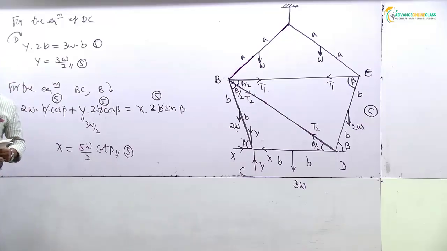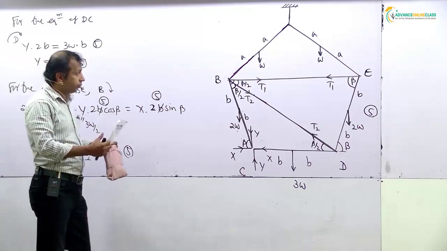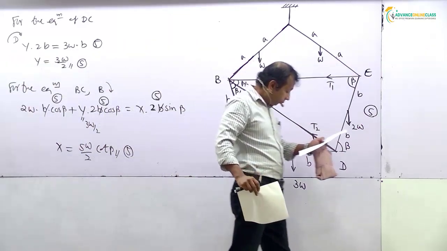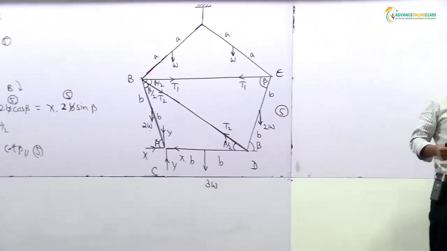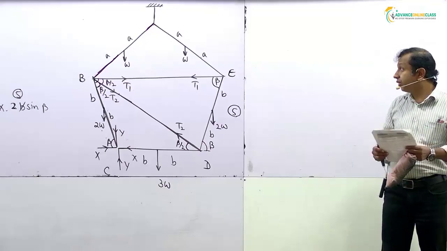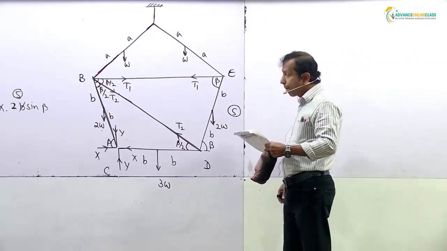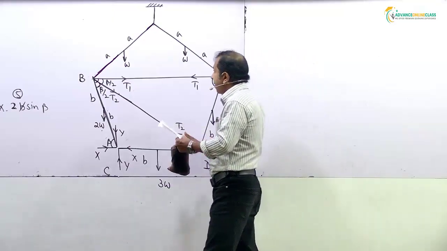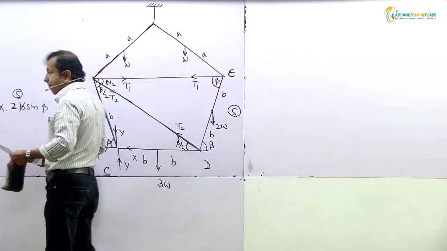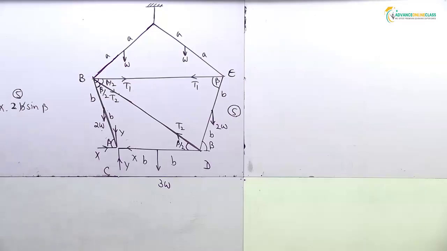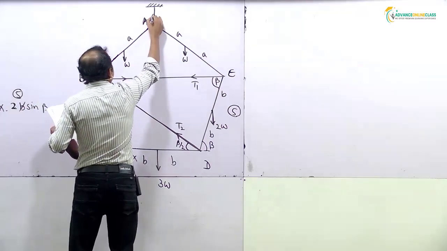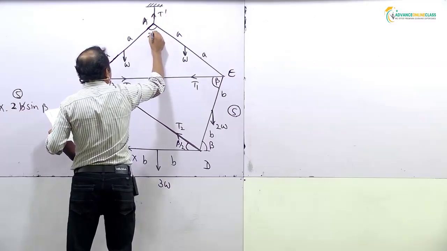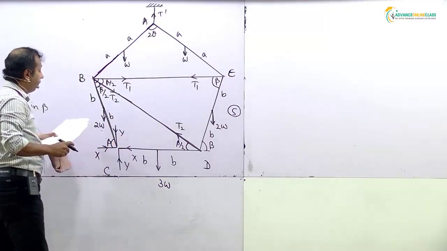Next one is asking: write down sufficient equations to find the stresses in the light rods. T1 and T2 we need to find. Here A, here T dash, and this angle is given as 2 theta.